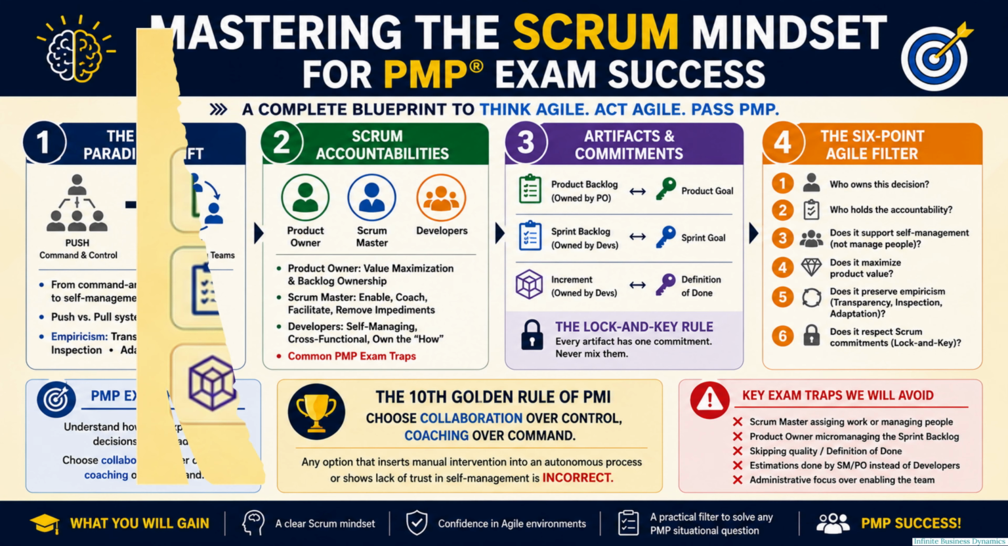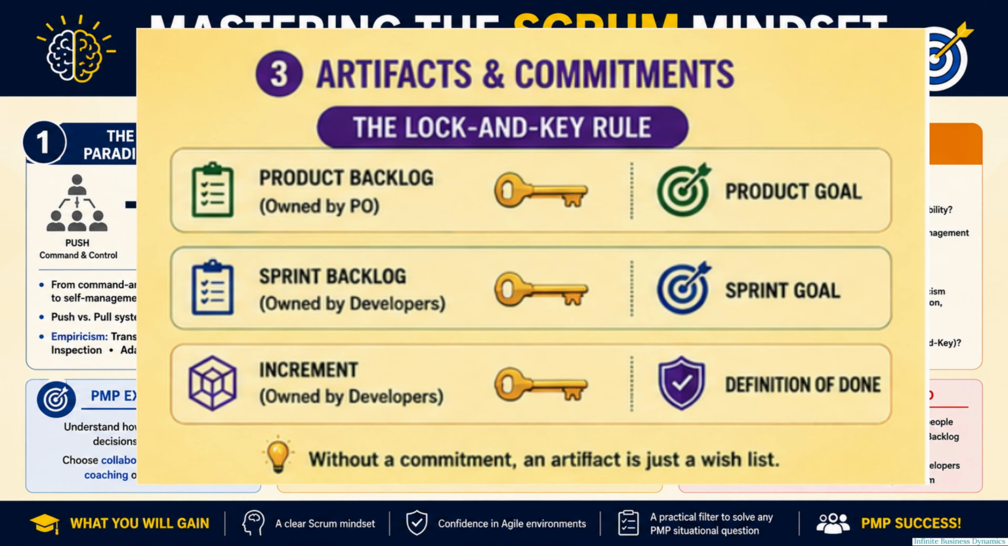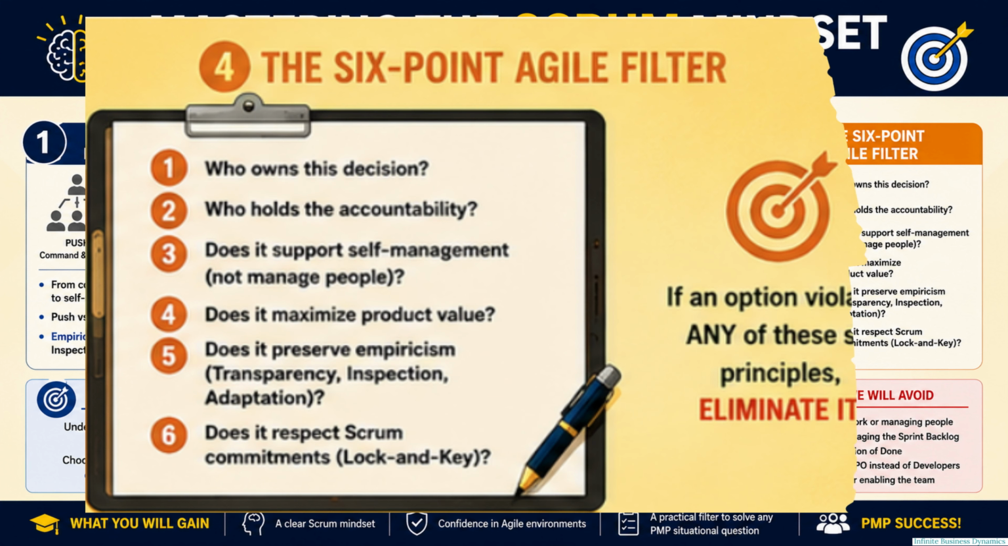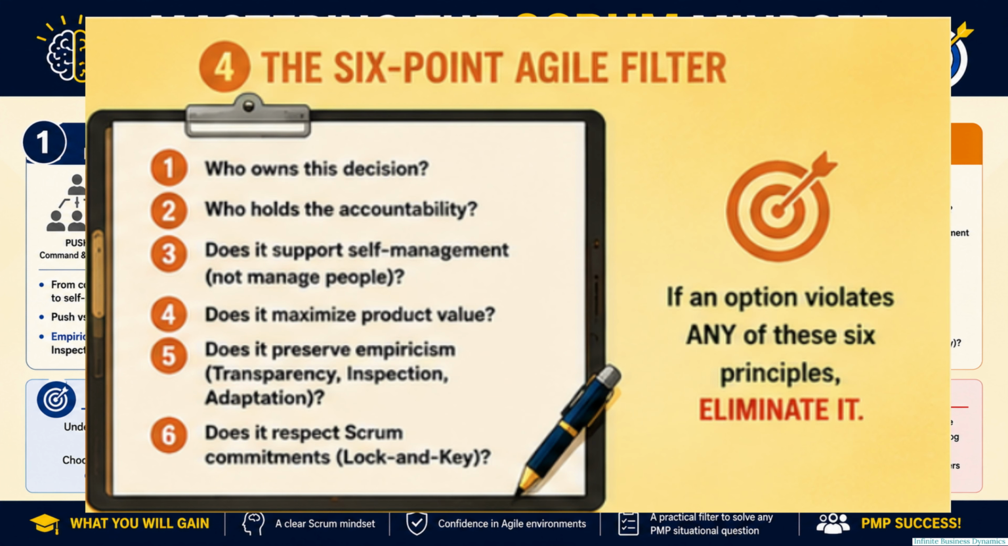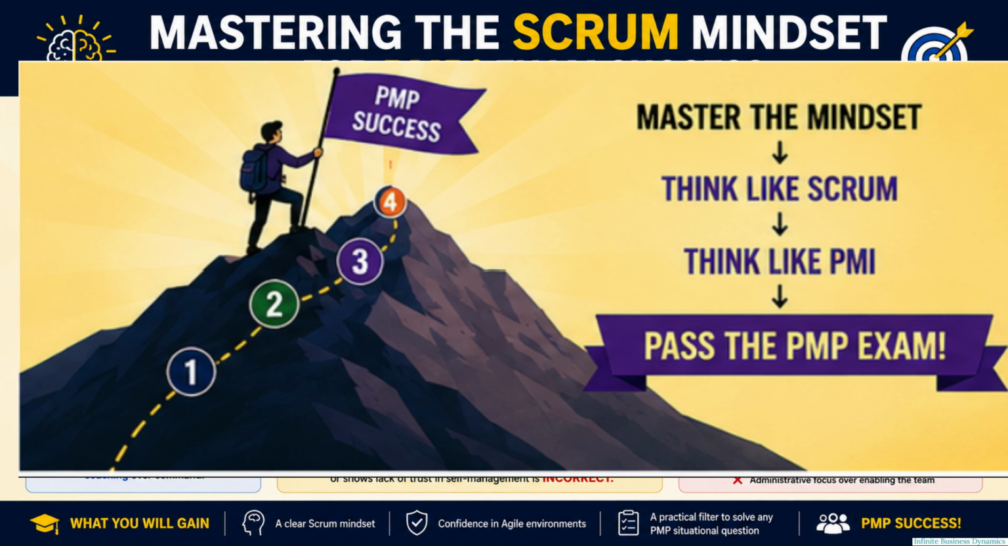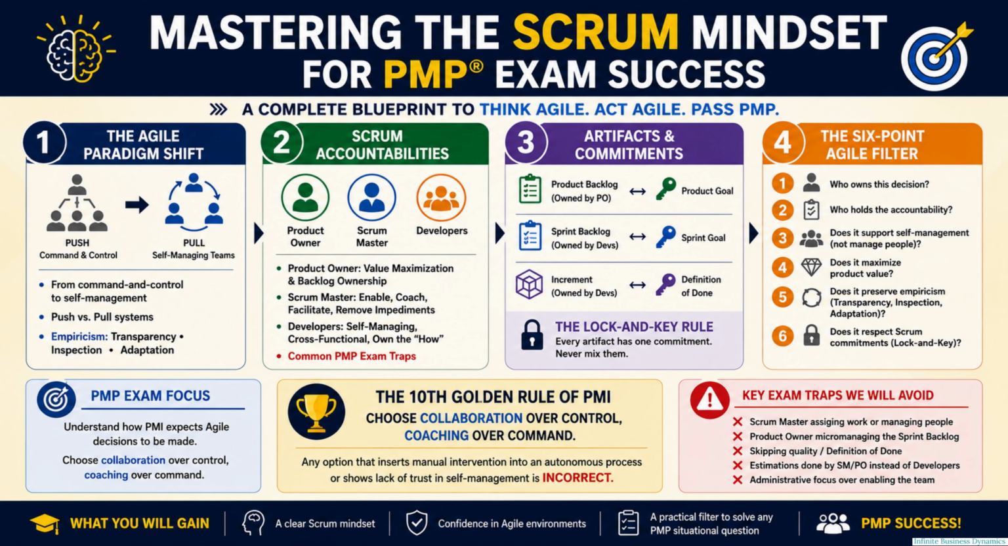Then we'll decode Scrum artifacts and their commitments using the lock and key rule. Finally, we'll bring everything together with a practical 6-point Agile filter, a simple decision framework you can apply to confidently solve PMP situational questions. By the end of this lesson, you'll know not only what Scrum is, but how PMI expects you to think when answering Agile exam scenarios.